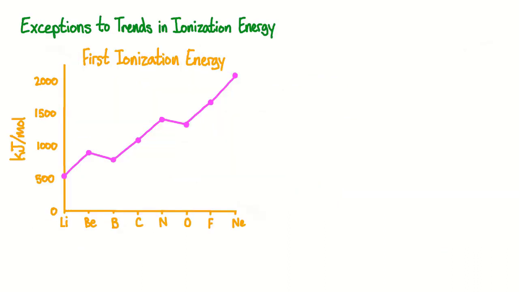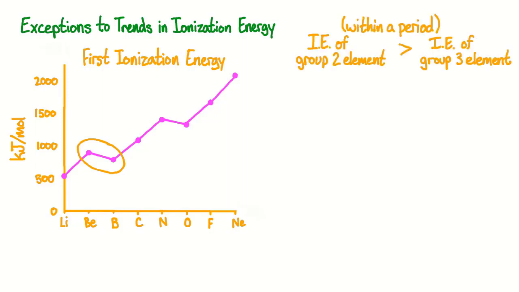We can graph the first ionization energy of period 2 elements in order to visualize the exceptions to the trend. While in general, ionization energy increases to the right in a period, the first exception to that trend we might notice is that beryllium has a higher ionization energy than boron. This pattern will hold from period to period. In any period, the ionization energy of the group 2 element will be higher than that of the group 3 element. Why is this the case?